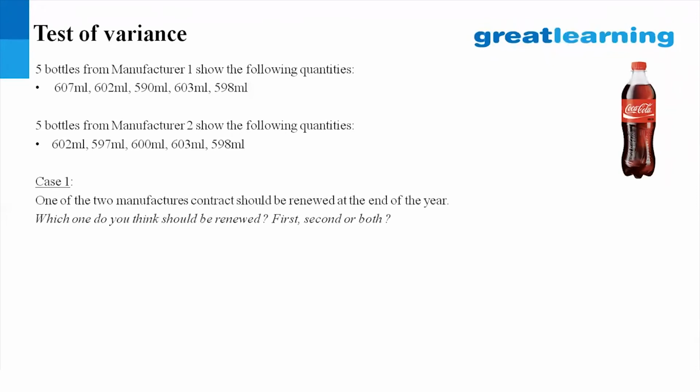So if one of the 2 manufacturers' contract should be renewed at the end of the year, which one do you think should be renewed? You have 2 manufacturers, you've taken samples of 5 from both. Which one of them do you think would be renewed? Can the first one be renewed? Can the second one be renewed? Or both of them, sorry, should be renewed?